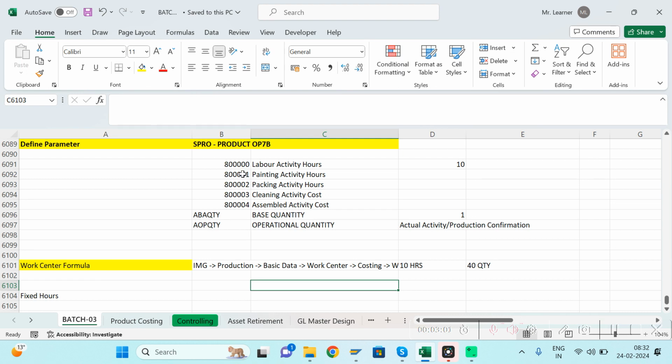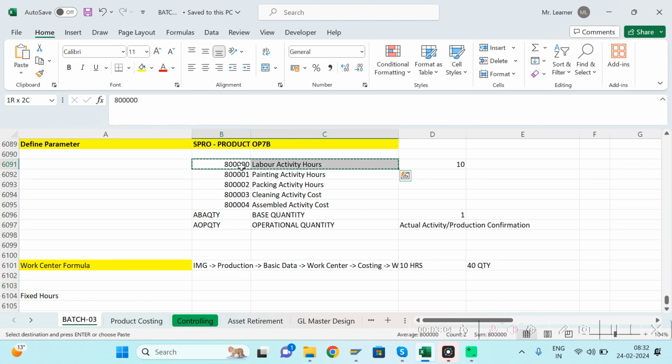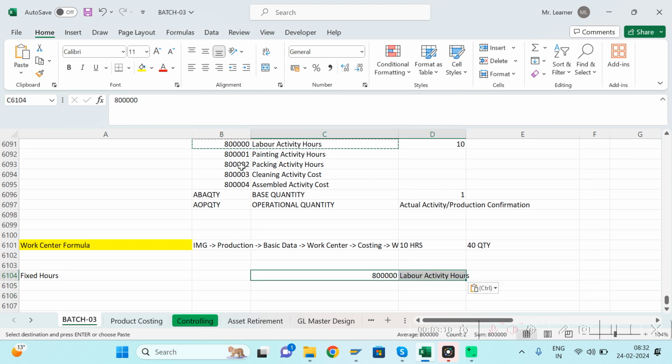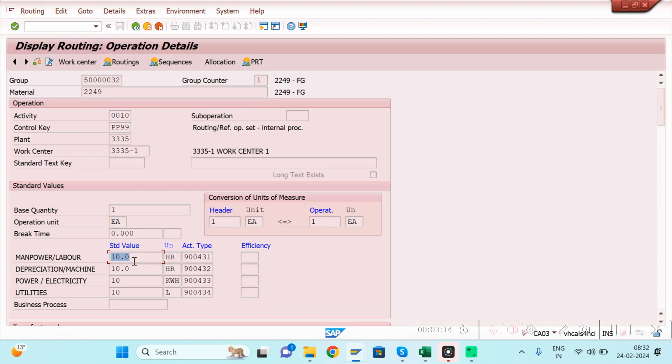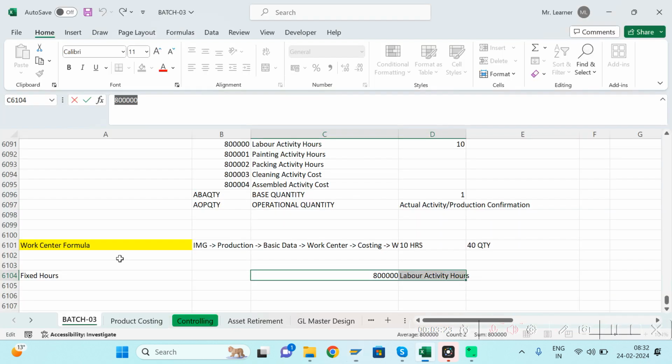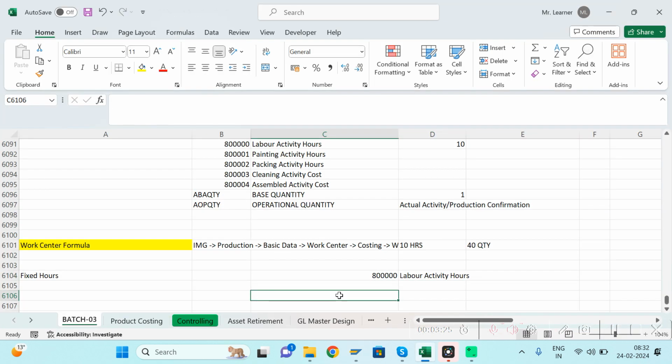Let's say my labor is of fixed nature, which I'm just assuming. So my formula will remain the same. The code will go and read the value against the labor, whatever hour is given, and it will take this hour as the activity hours, multiplied by the activity rate, and I'll get the activity cost. So this is the fixed formula.